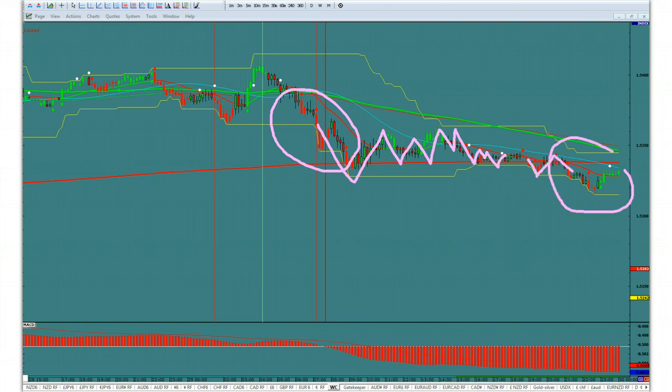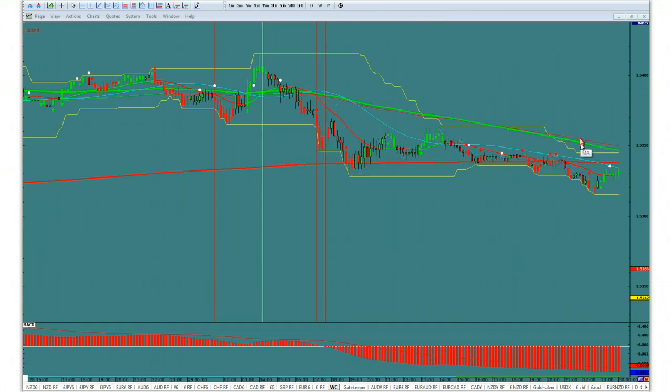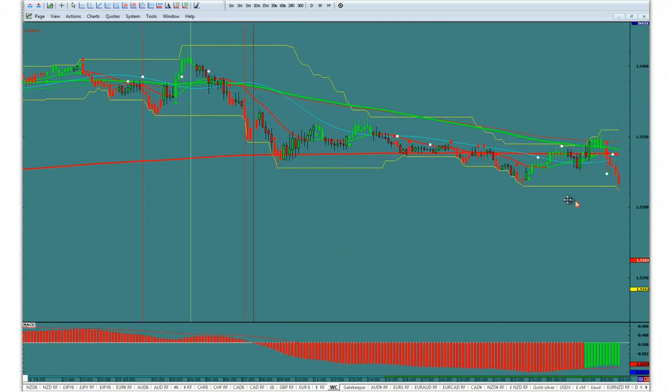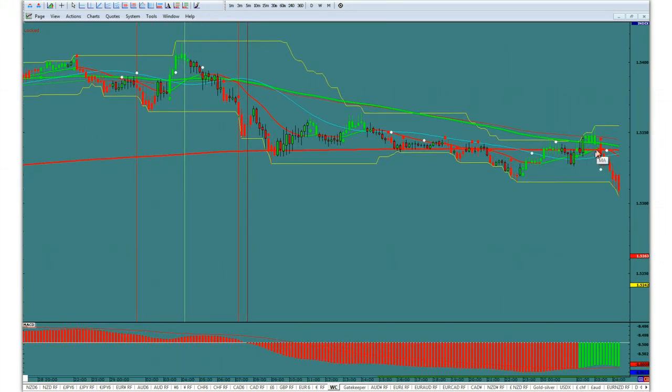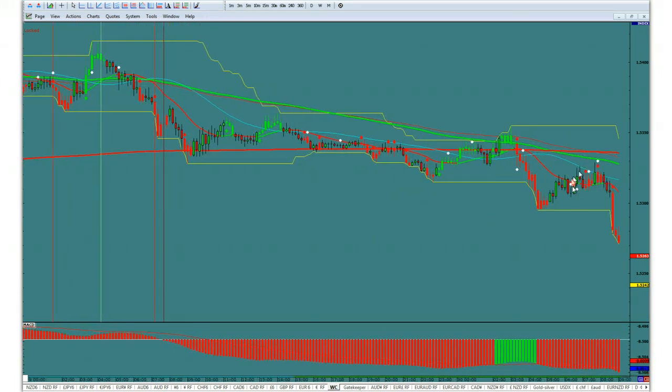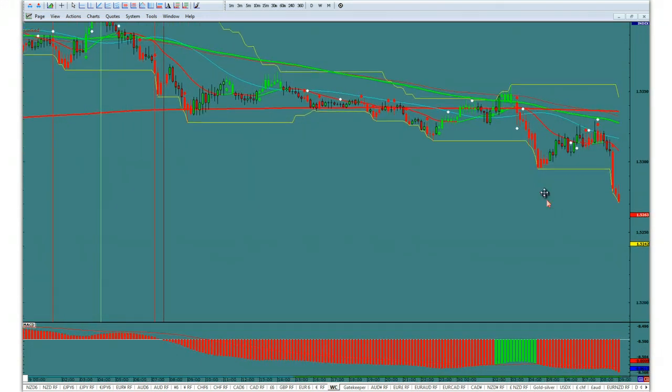right over here. As long as we stay below both of these moving averages, all right, so there we weren't, we came back up, and now we're back down below. These are our trade opportunities. Pull back, all right, stay below the moving averages, right here's the desert, down we go, all right.